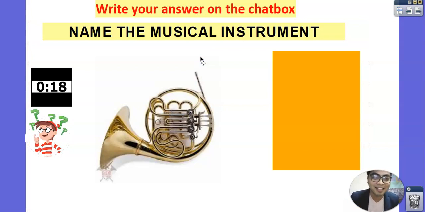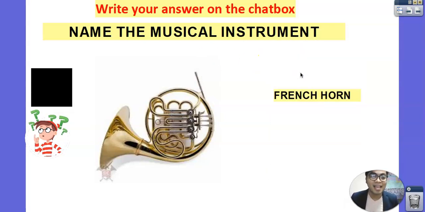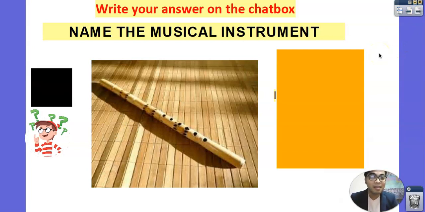Name this musical instrument. Let's see if you get it correctly. It's the French horn. Just look at how it looks like. Next question, number 2. Name this musical instrument.